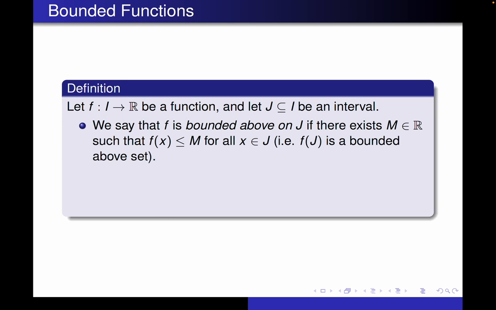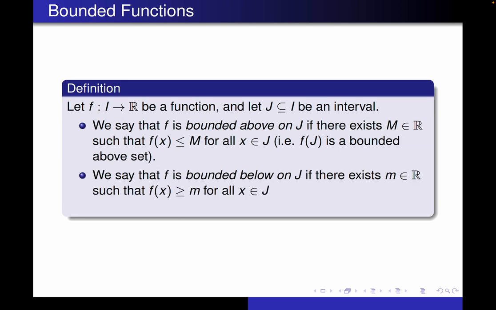And similarly, we say f is bounded below on J if there exists some number m in the real numbers such that f of x is greater than or equal to m for all x in J. And again, that means the image of J is a bounded below set.